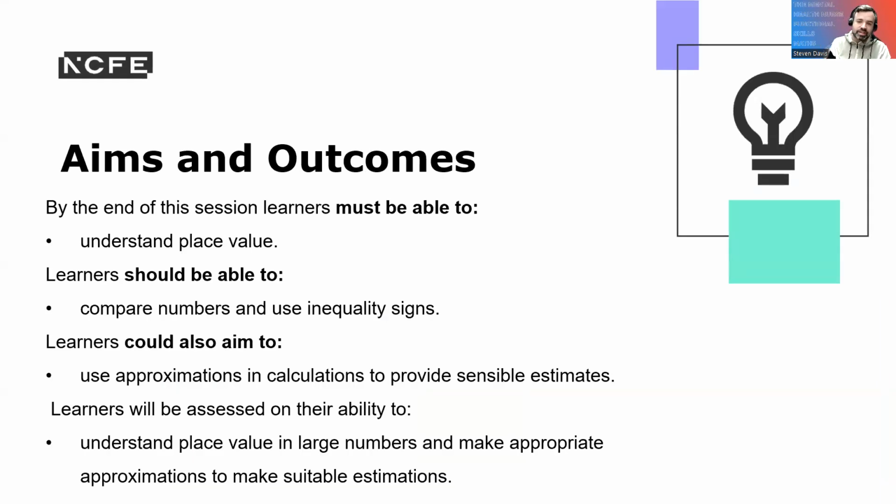So outcomes for this session: you must be able to understand place value. Learners should be able to compare numbers and use the inequality signs, the wiggly ones and those. Learners could also aim to use approximations in calculations to provide sensible estimates. Learners will be assessed on their ability to understand place value in large numbers and make appropriate approximations to make suitable estimations.